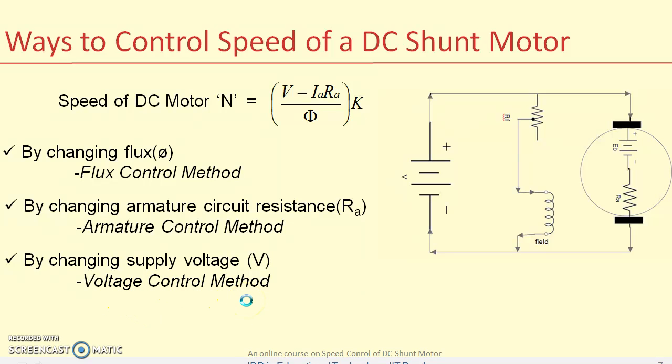In the forthcoming classes, Mrs. K. Urmila is going to deal with the flux control method and armature control method. And myself, Vijayalakshmi, is going to deal with the voltage control method. See you.